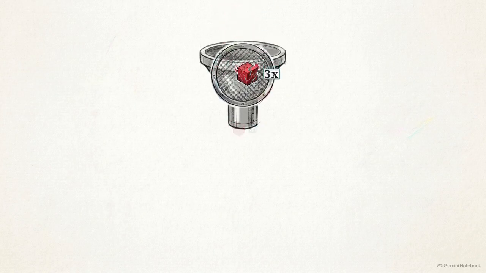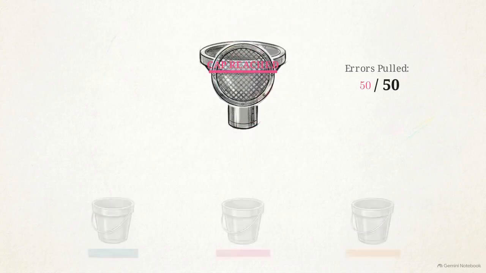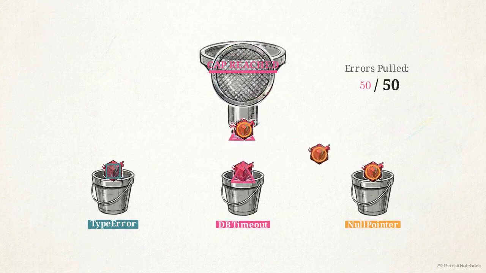Single errors are anomalies, so only fetch errors occurring at least 5 times. Cap this pull at exactly 50 errors per run to prevent overloads. Finally, cluster the remaining errors by stack trace fingerprint, grouping duplicate bugs into distinct buckets.